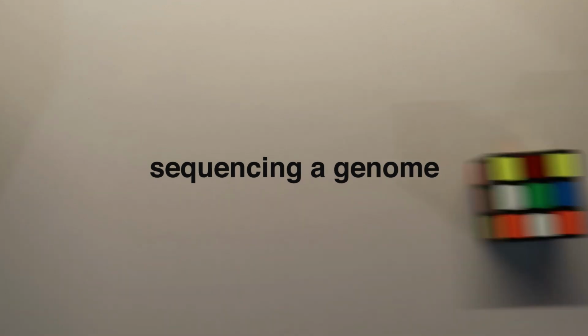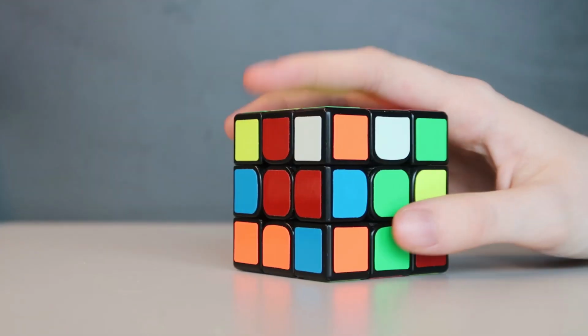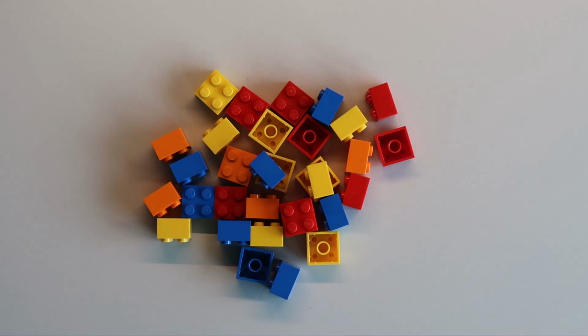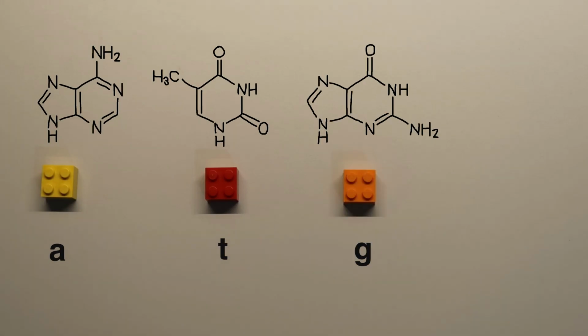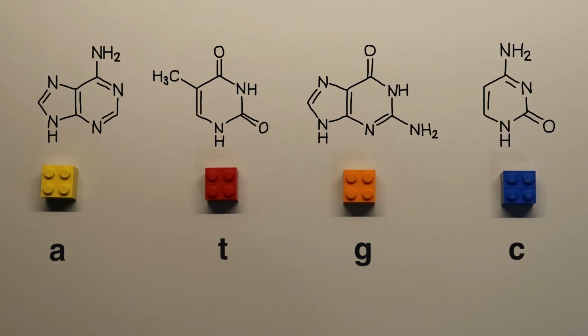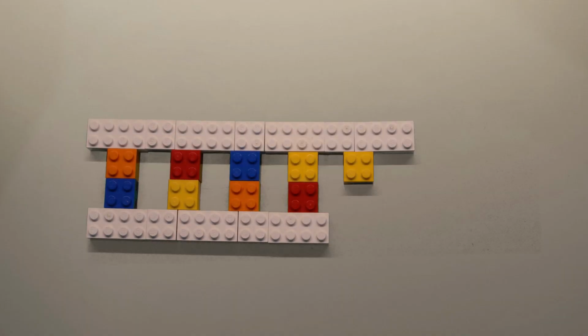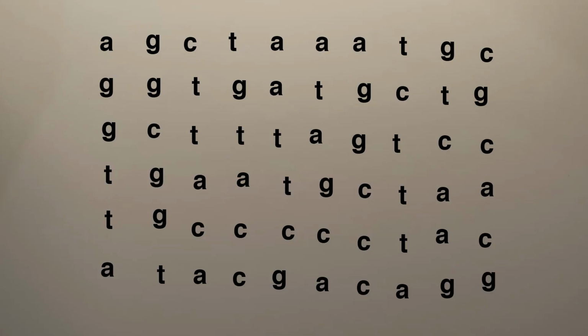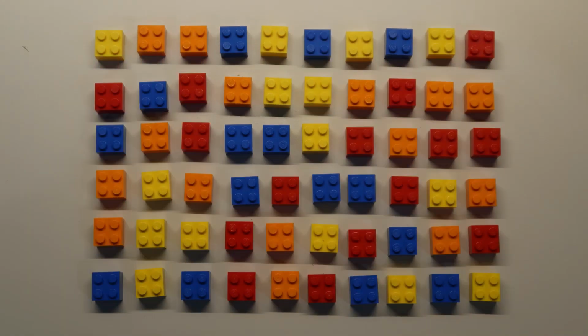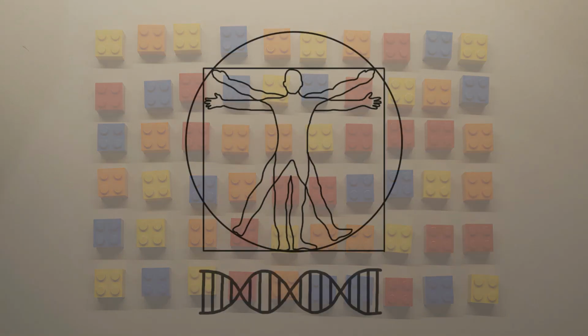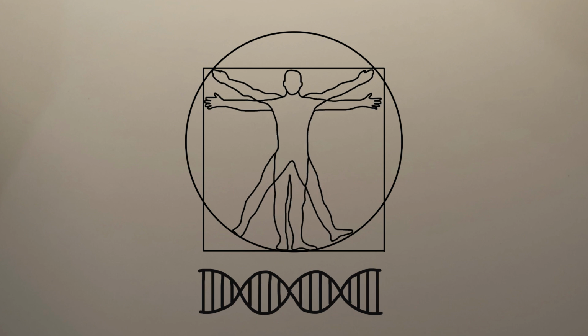Sequencing a genome involves breaking down the complexity of an entire organism into individual building blocks. These are the A's, T's, G's, and C's that make up the gene sequences within the DNA found in each cell of an organism. It's the specific order and combinations of these four bases that provide the instructions for the development and characteristics of an organism.